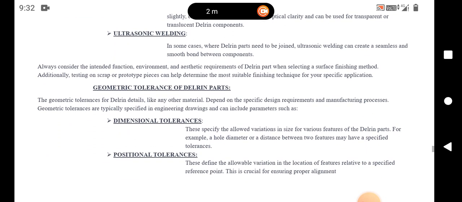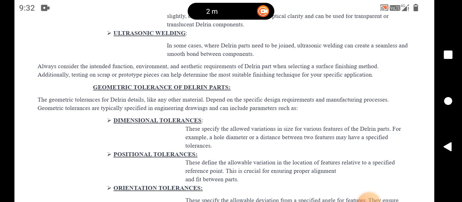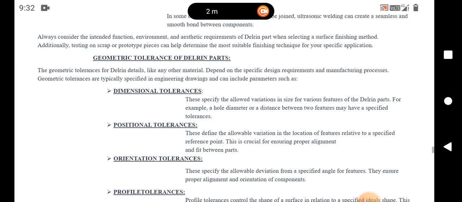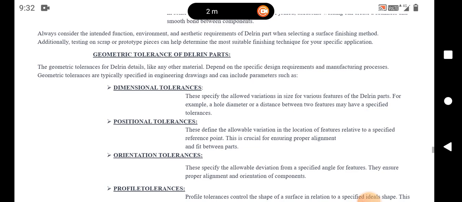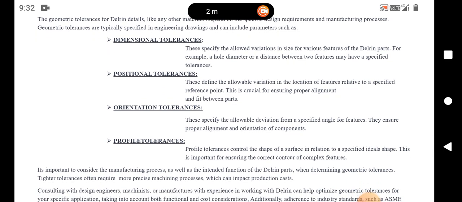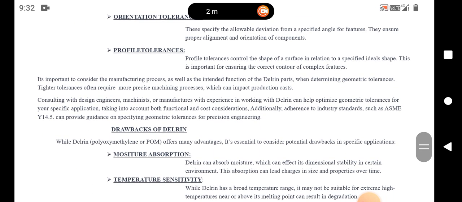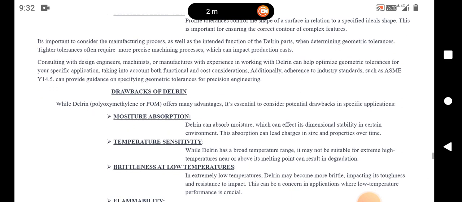bond between components. Geometric tolerance of Delrin parts. The geometric tolerance for Delrin details, like any other material, can include parameters such as dimensional tolerance. This specifies the allowable variation in size for various features of Delrin parts. Orientation tolerance. This specifies the allowable deviation for specified angles for features. It is important to consider the manufacturing process as well as the intended function of the Delrin parts.